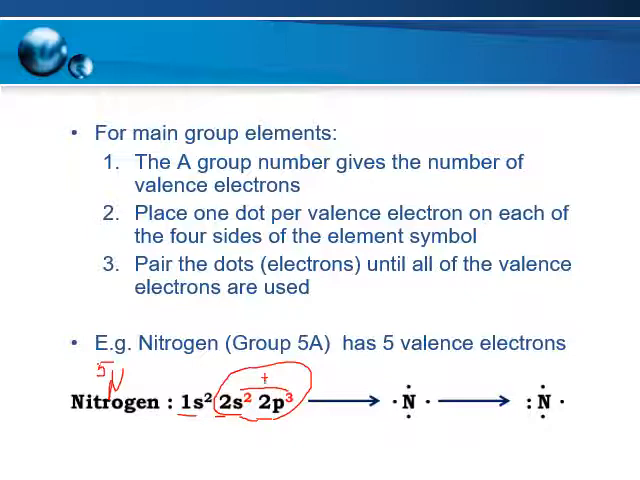So in order to draw the electrons, we draw like this. We put the symmetrical ones first, 1 2 3 4, and then we add the other one here. So you have a dative covalent bond here.